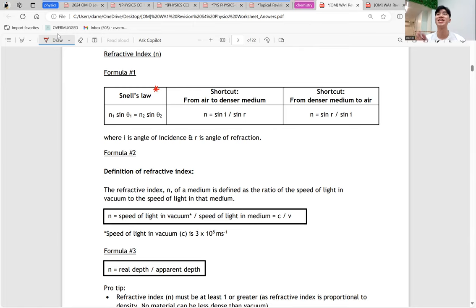Here's the good and bad news. We're gonna do a question on it later. So at least you got a tiny bit of exposure. If it really comes out for your WA, you will not be completely destroyed by it. So that's the main goal. All right, but the one that's more important for us is definitely n equals sine i over sine r, or sine r over sine i.